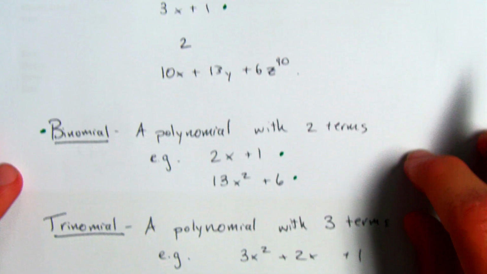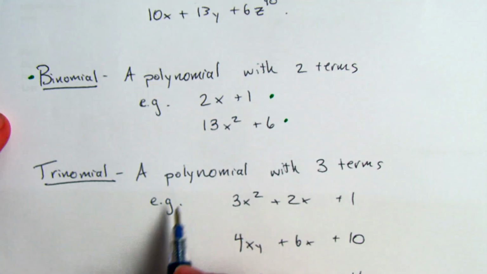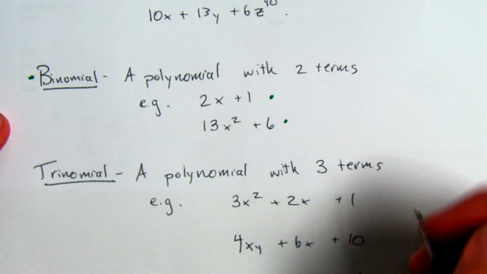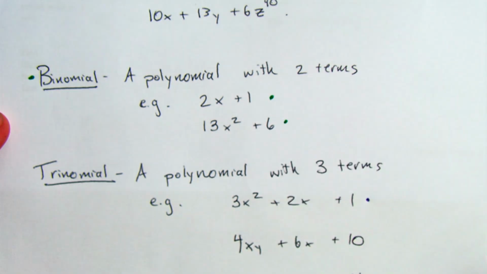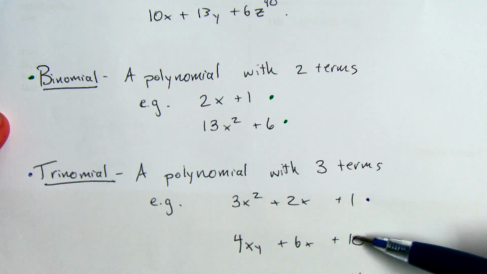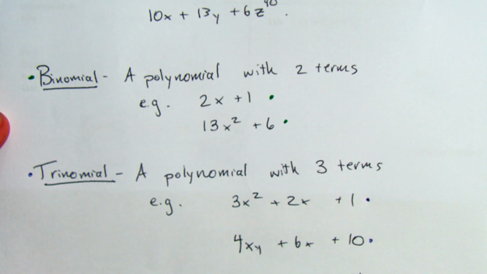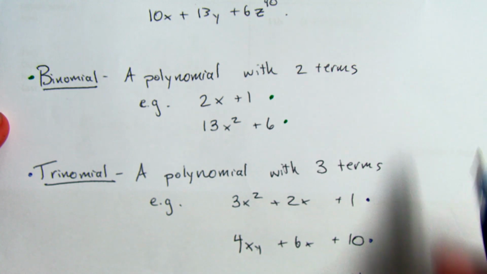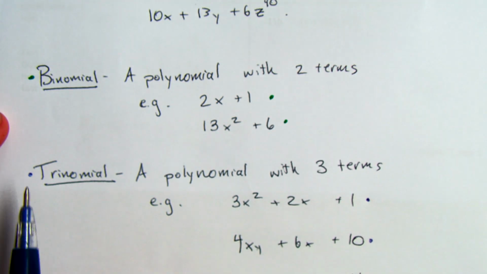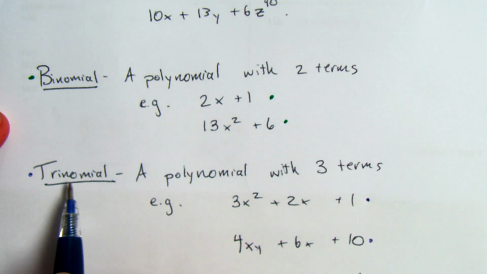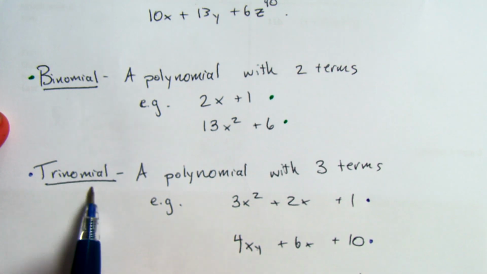A trinomial is a polynomial with three terms. So for example, 3x squared plus 2x plus 1, that has three terms. That's a trinomial. 4xy plus 6y plus 10, that's 1, 2, 3, three terms. And 20y squared plus 13y plus 4, three terms. So it is a polynomial, but more specifically, it is a trinomial.